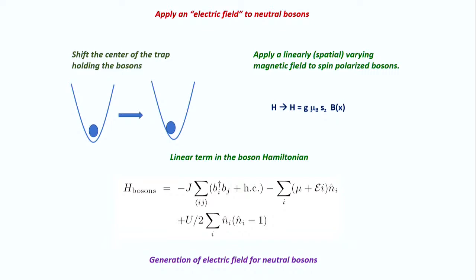Okay. So any of this essentially at the end of the day gives rise to a term like this in your Hamiltonian, where this epsilon depends on the magnitude of this shift or the magnitude of the magnetic field that you put in. And this i is, of course, the space index, and this n_i is the density of the bosons. Okay? But notice that this particular term out here is exactly the same term that you would put in for a charged particle in the presence of a realistic electric field. And this is how you generate a quote-unquote electric field for neutral bosons.